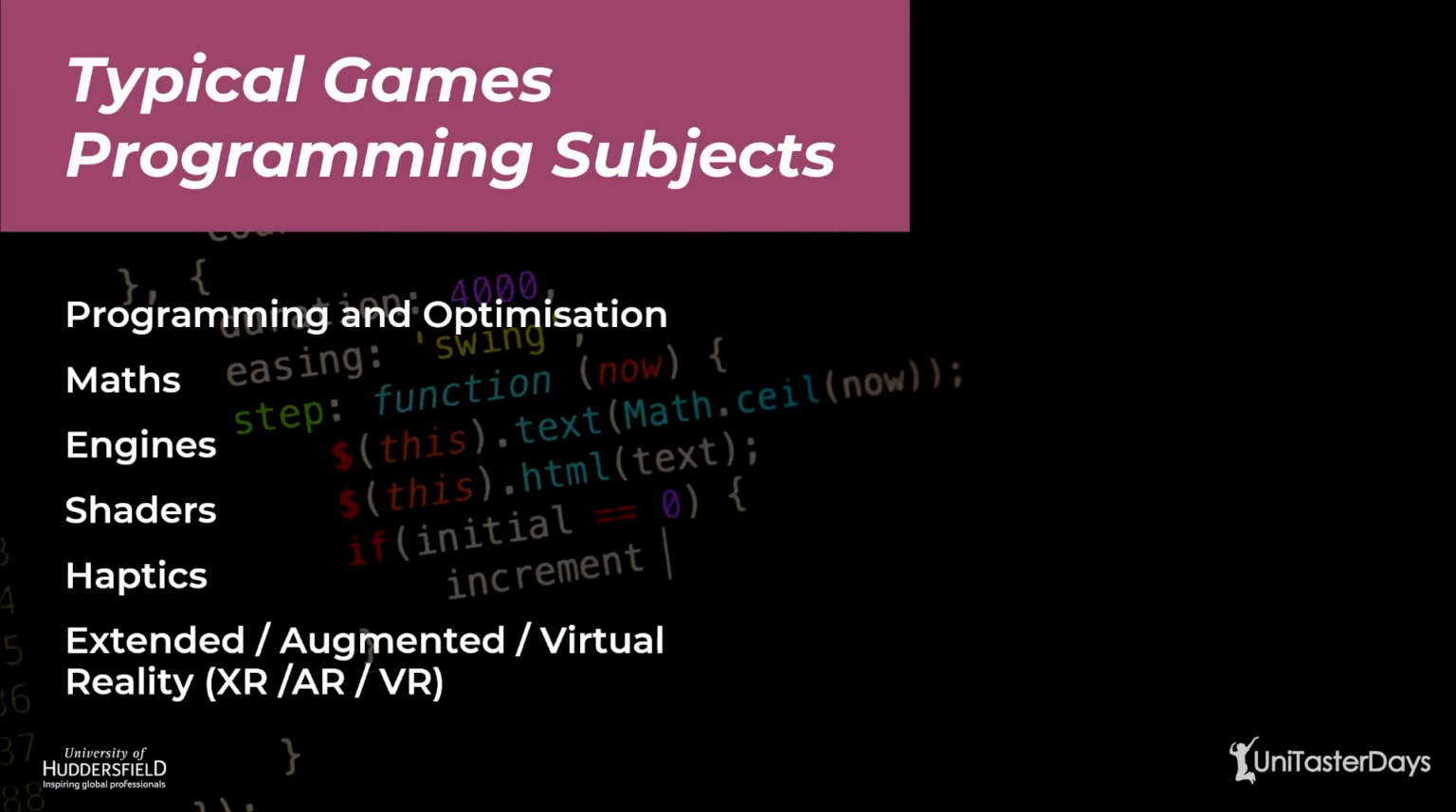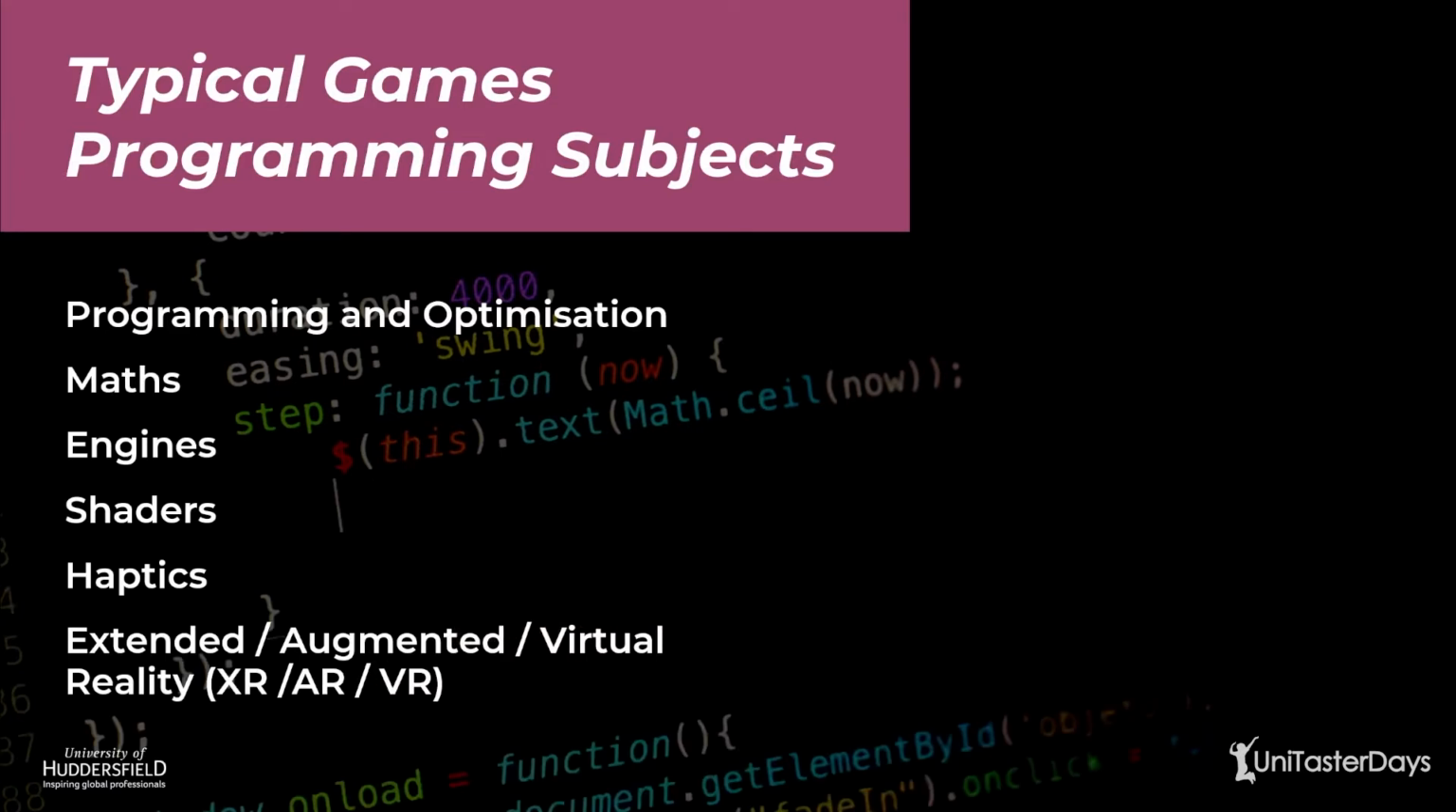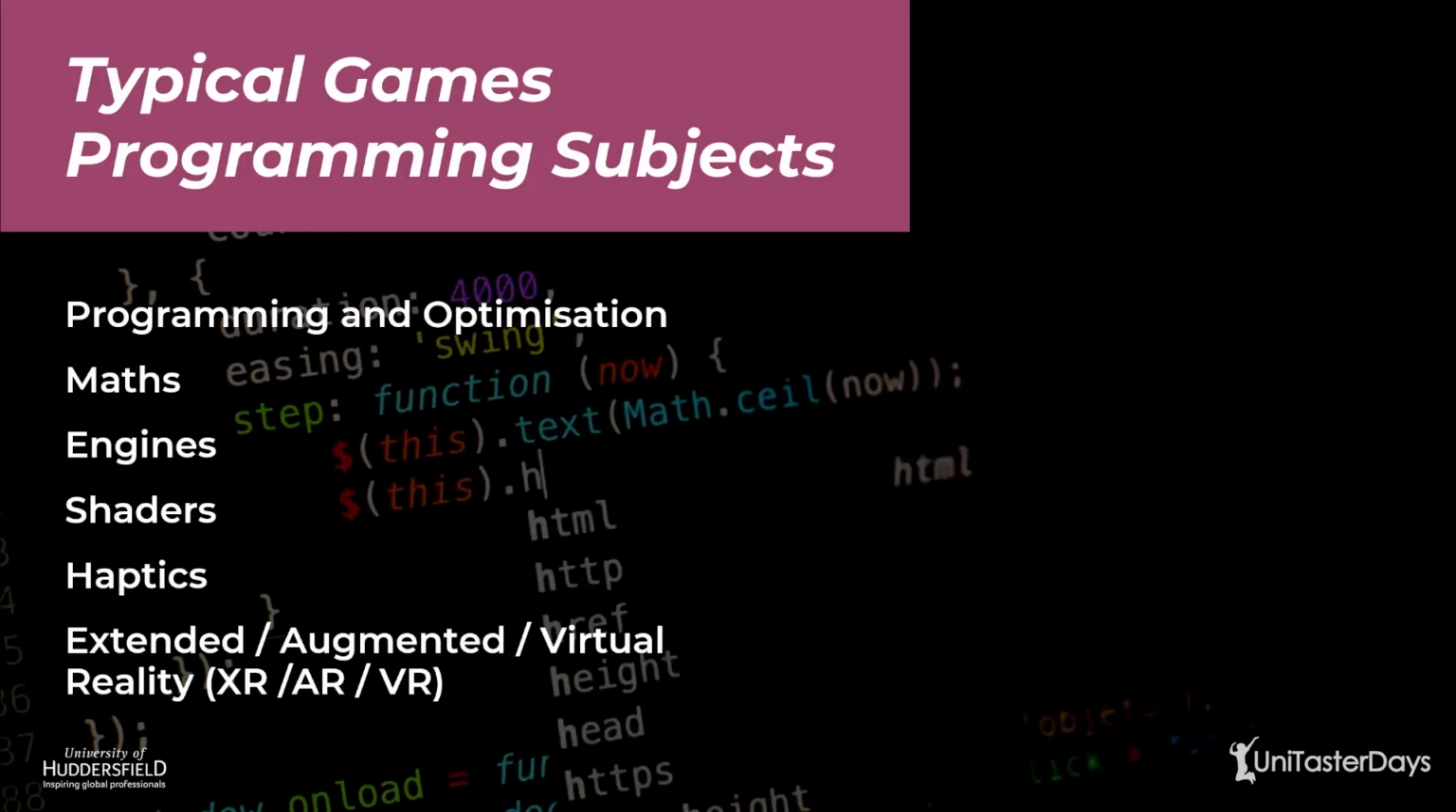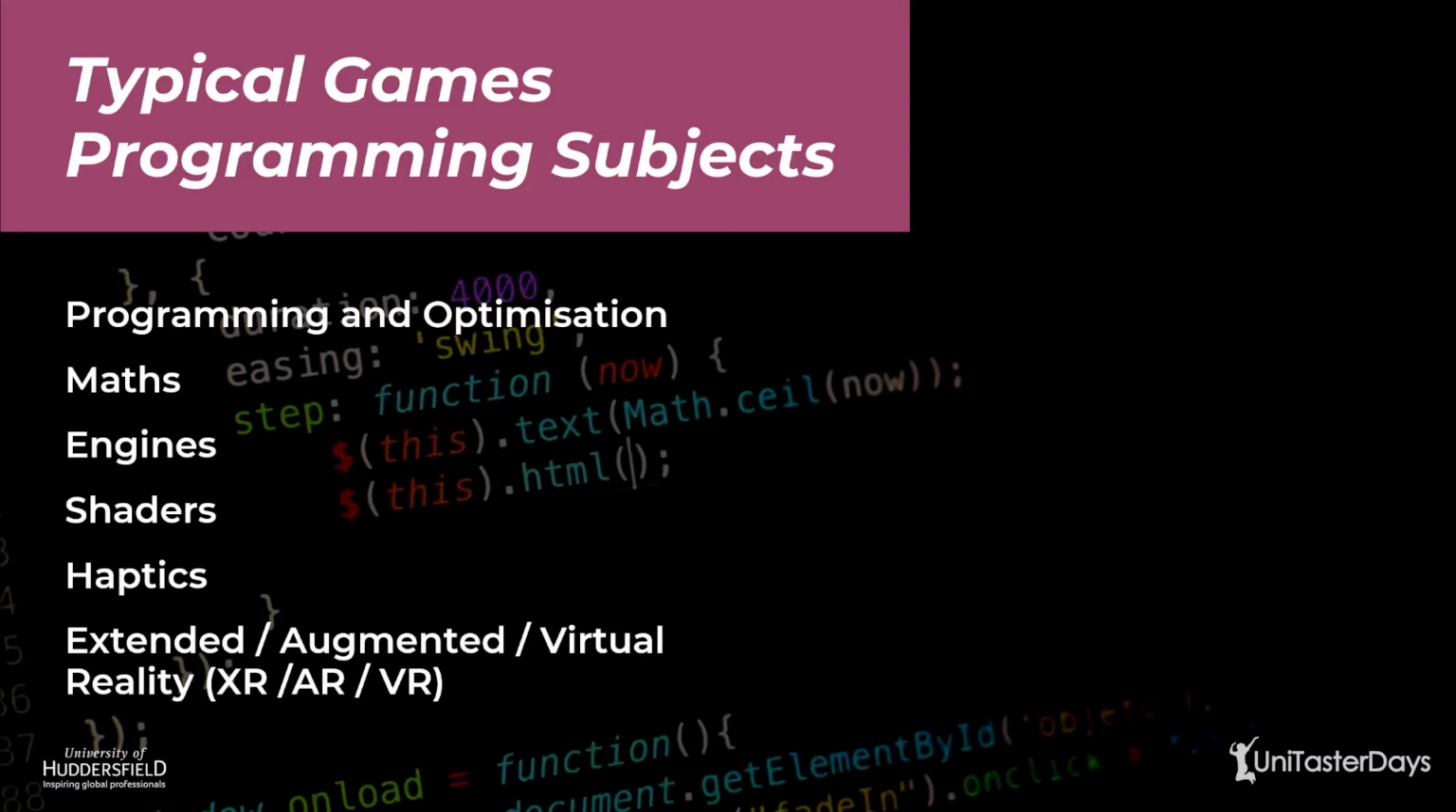So subjects would be, of course, programming, but more importantly, optimization. If your target platform is mobile or console, you can't just go throwing polys and memory around like there's no tomorrow. You've got to be considerate. You have limited resource, so you have to be extremely good at optimization of the code. Maths is obviously really important. If you're going to fire a bullet, throw an object, or float something around in the world, we're going to need maths. We're going to need maths for all sorts of things, inverse kinematics, for example, for the characters. There's a lot to consider.